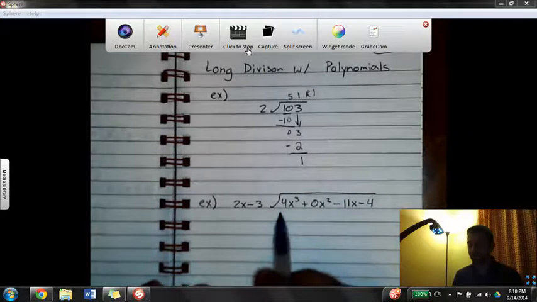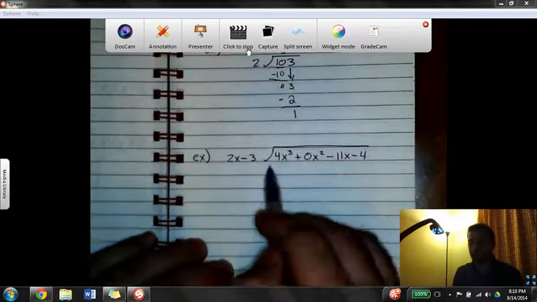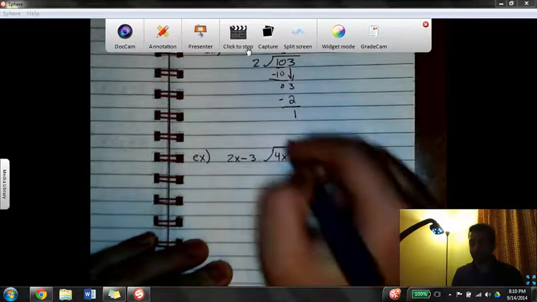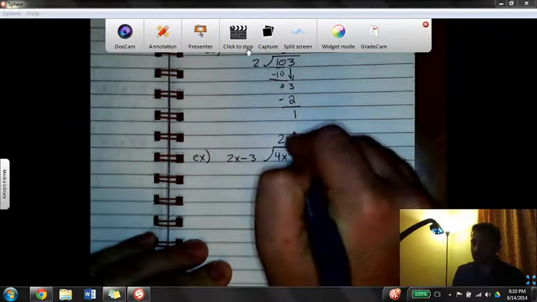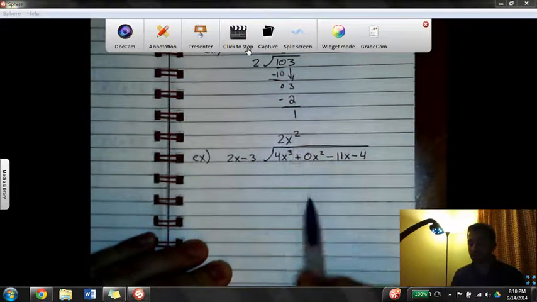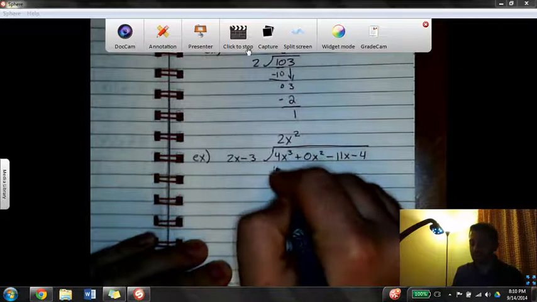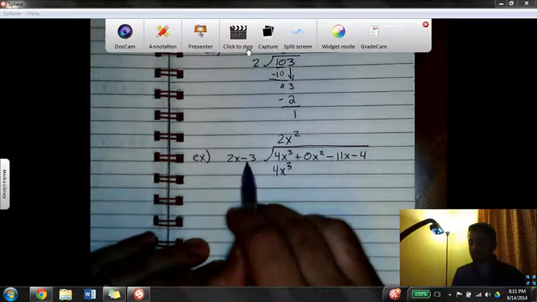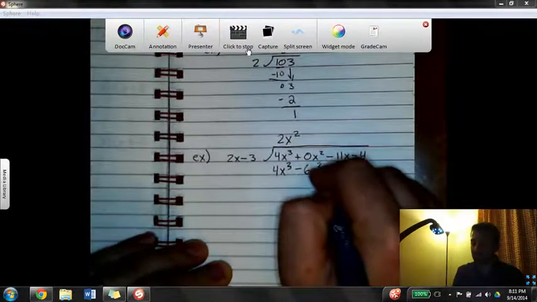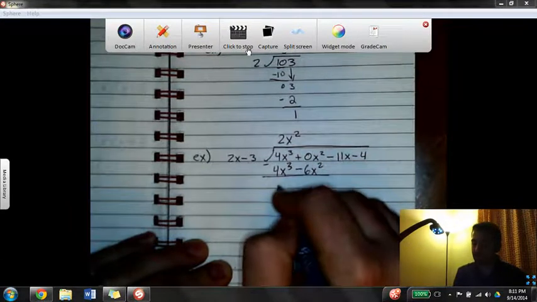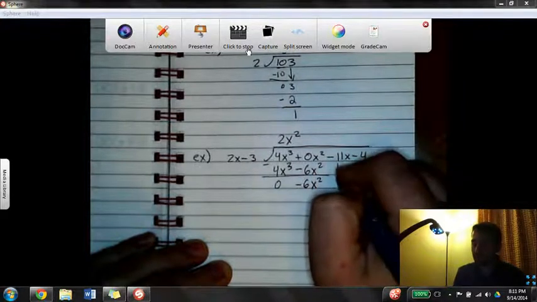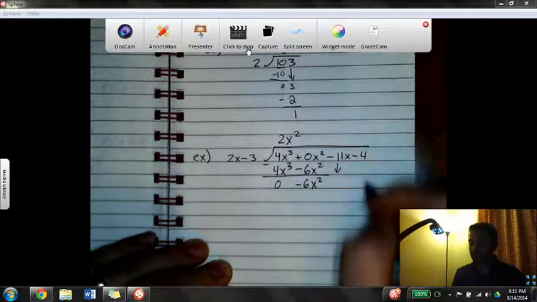So when we're doing this, we want to look at our first term, kind of like the hundreds place. We want to look at the first term and think, how many times can 2x go into 4x cubed? And we get 2x squared. 2x squared times 2x will give me 4x cubed. And then I have to multiply 2x squared to this negative 3, which gives me a negative 6x squared. When I subtract it down, I'm left with negative 6x squared, and I need to bring down my next term, negative 11x.